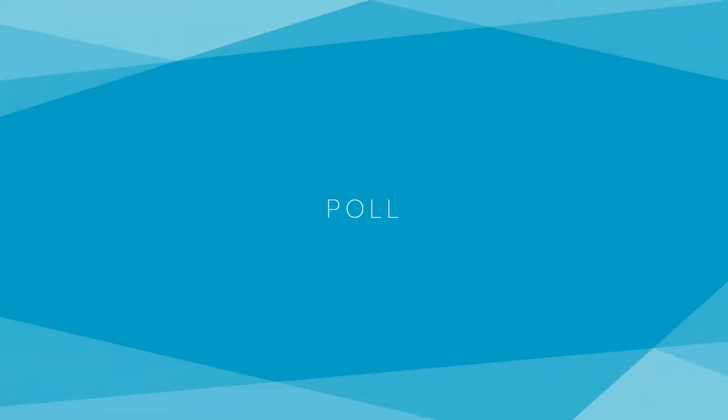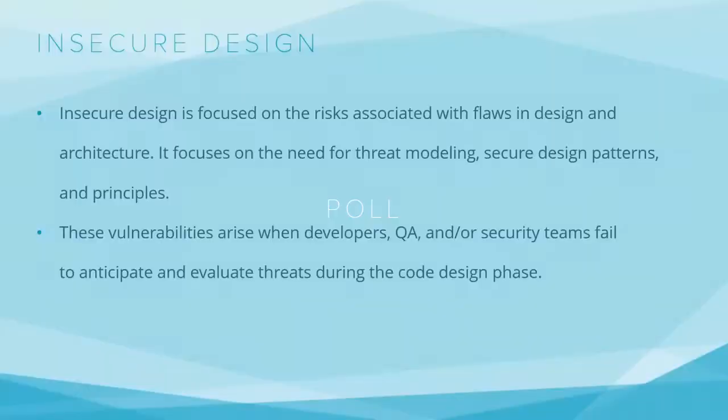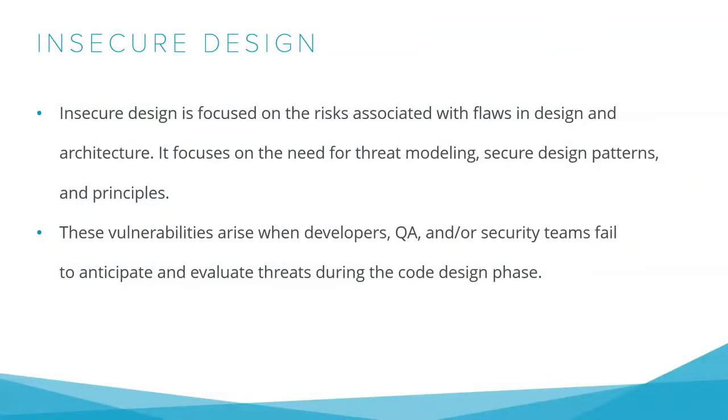Let us now continue with the next security risk listed by OWASP. The fourth on the list is insecure design. As the name indicates, insecure design are those vulnerabilities that exist due to lack of security implementation in your application at the time of development. It is focused on the risk associated with the flaws in design and architecture. It focuses on the need for threat modeling, secure design patterns, and principles. Insecure design denotes that the best practices for designing an application has not been taken into consideration.